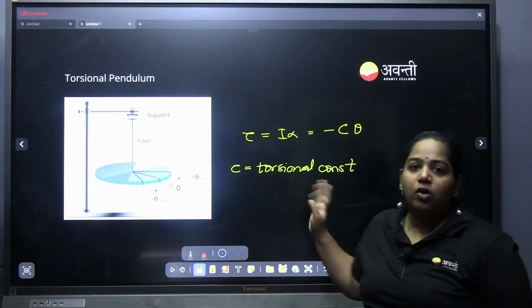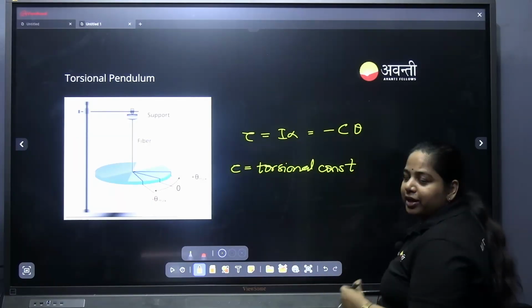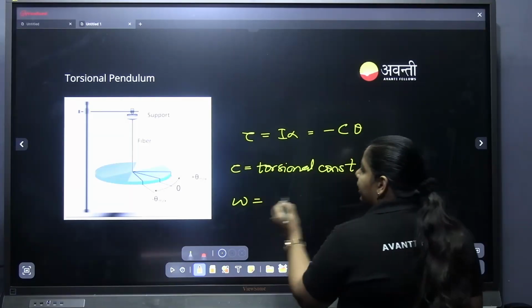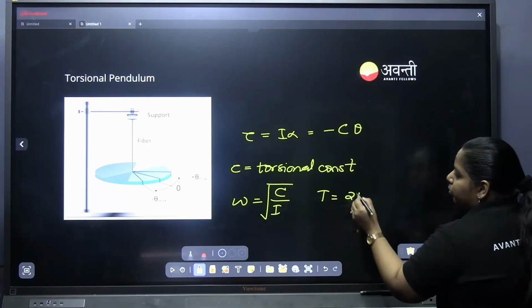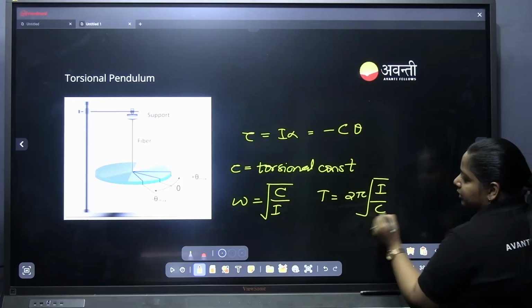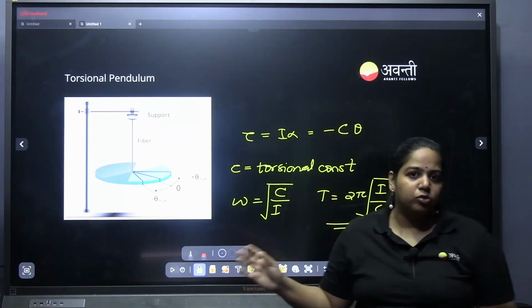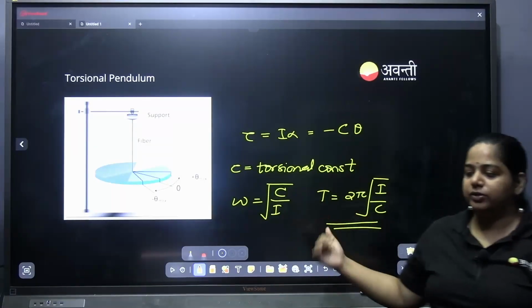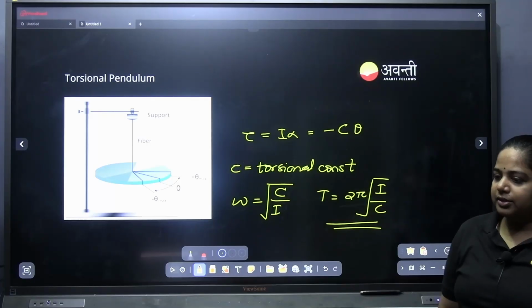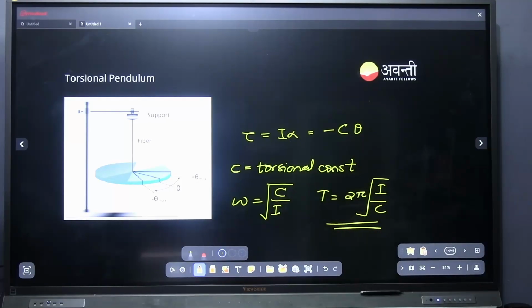Or restoring constant, anything you can say. In this case, I am not going into the derivation, it is same as before. You will get omega equal to root of c by I, and time period equal to 2 pi root I by c. You won't get any question from this, mostly 99%, but for the 1% I am giving this formula. If it is coming, you can use this formula. Is there any doubt? Okay, then we can move on.